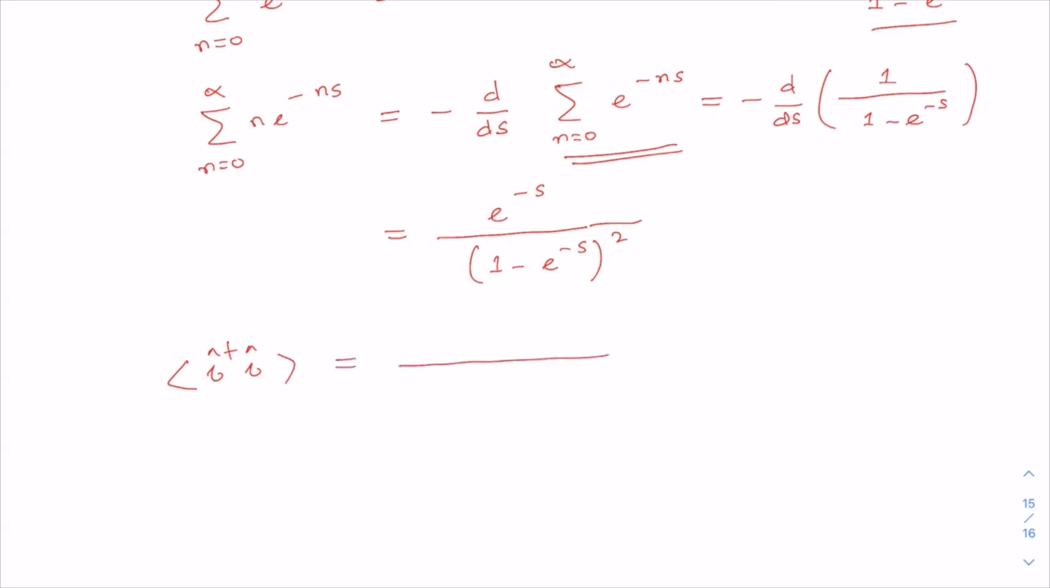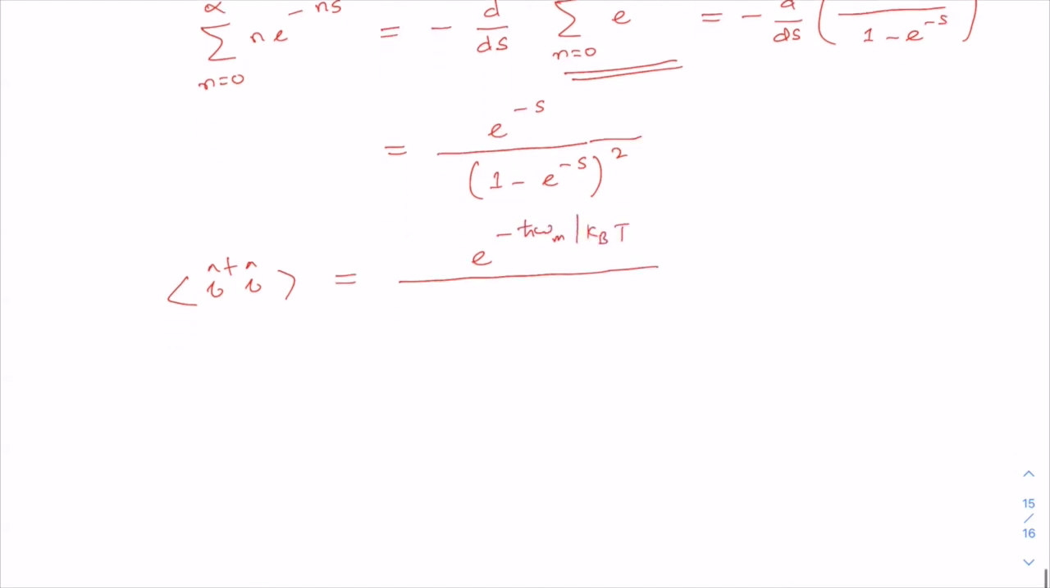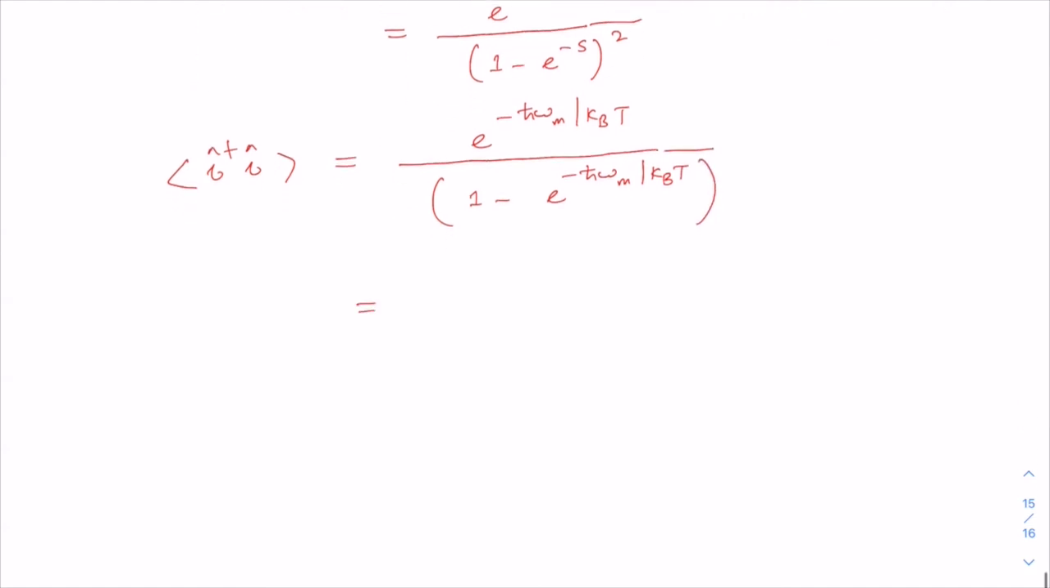And if you use it, then you will get b dagger b, the usual expression: e to the power minus s ħω_m by k_BT divided by 1 minus e to the power minus s ħω_m by k_BT. Or we can write it in this form also: 1 divided by e to the power ħω_m by k_BT minus 1. This is the average number of phonons in this thermal oscillator.